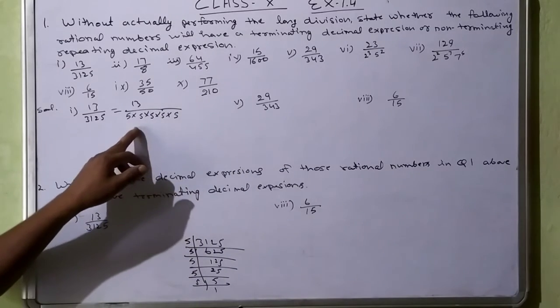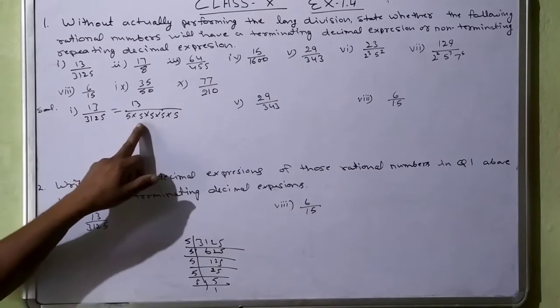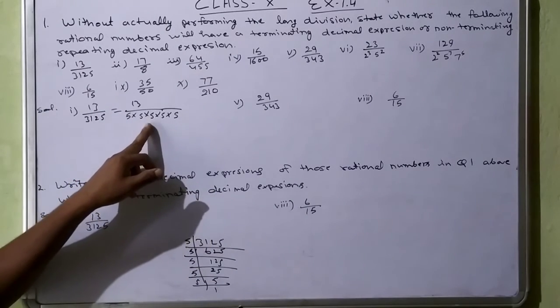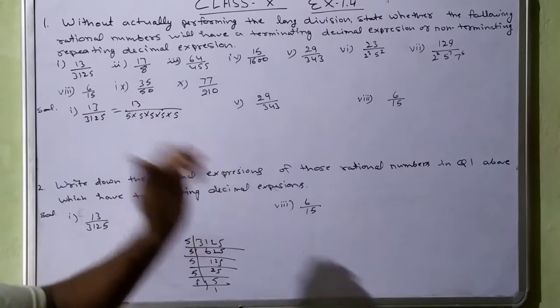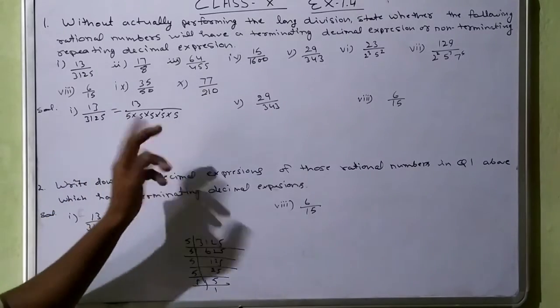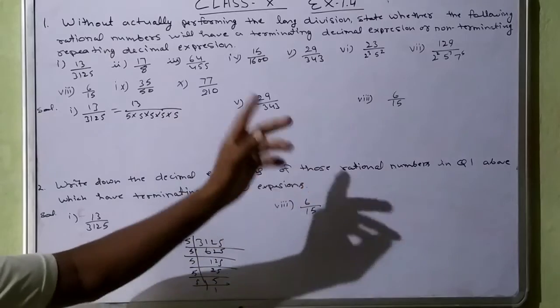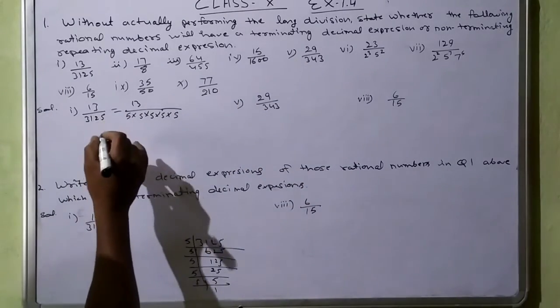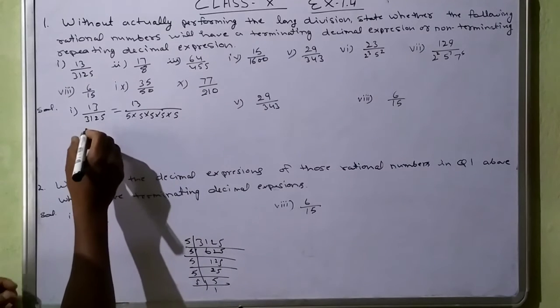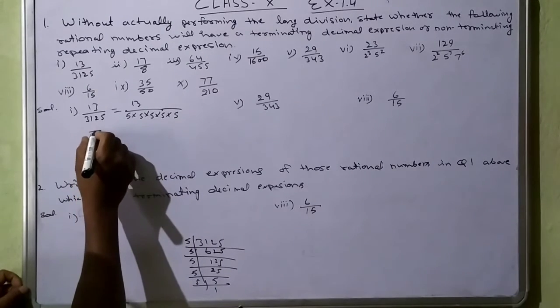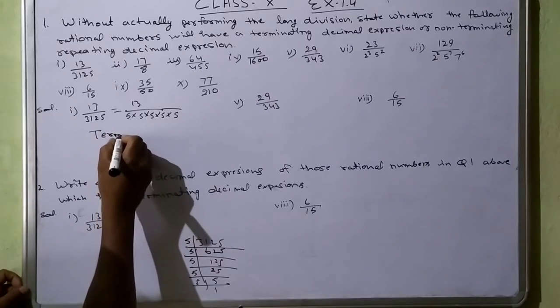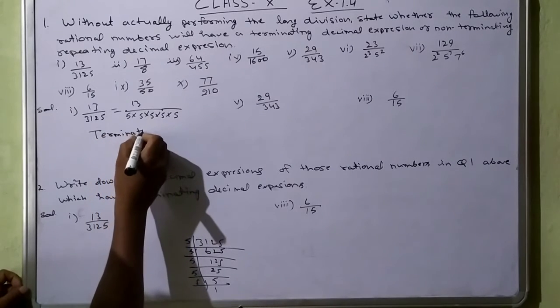If here there will be only 5 or only 2 or both, in that case it will be a terminating decimal. If another prime number is coming other than 2 or 5, then it will be a non-terminating repeating decimal. So this is the terminating decimal. We can write here: terminating.